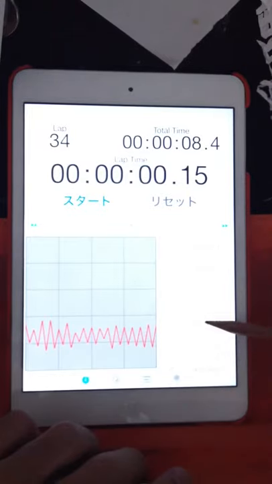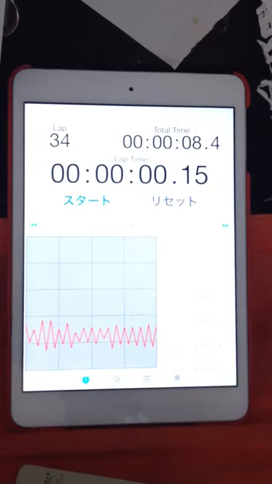1, 2, 3, 4, 1, 2, 3. The difference is 70 milliseconds divided by 49 equal 14% bounce. And this type, probably 2-1 triplet.